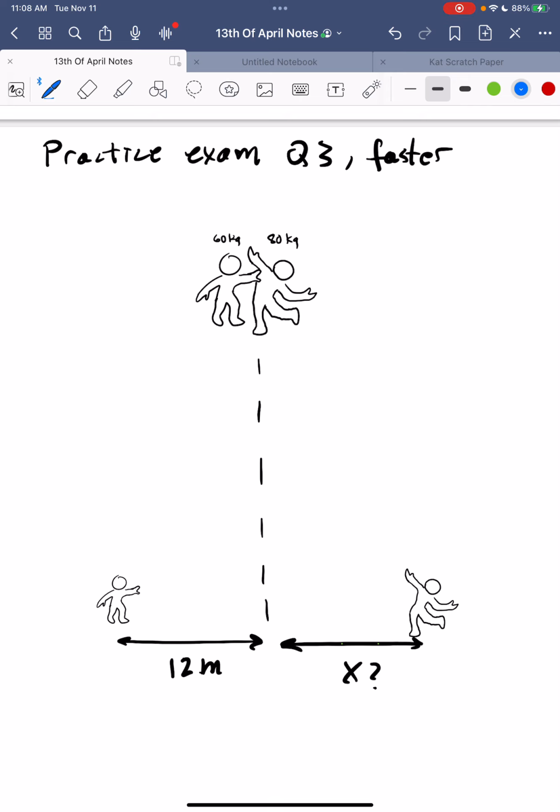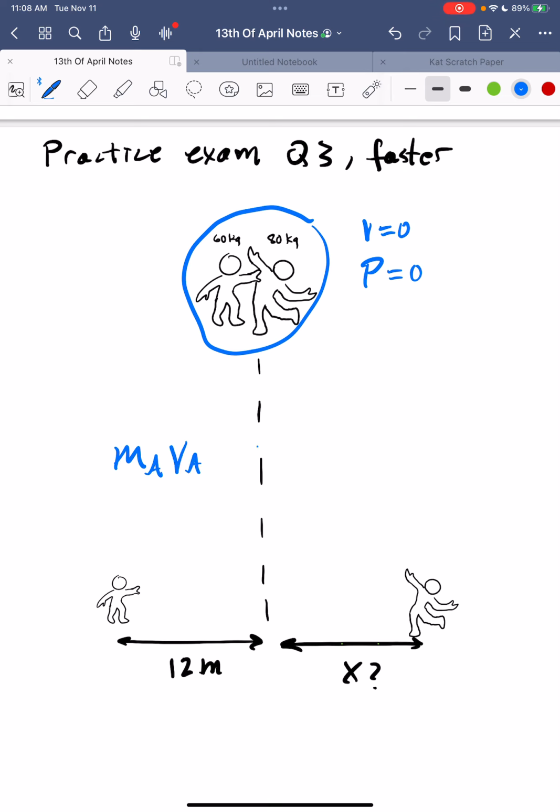So you should recognize this as a conservation of momentum problem, and what we have here is the velocity of both of them equals 0. So the total momentum is equal to 0. So what that means is that down here, the momentum of astronaut A, let's say the mass of astronaut A times the velocity of astronaut A, has got to basically equal the mass of astronaut B times the velocity of astronaut B, but in opposite directions. So one will have a negative velocity like this.